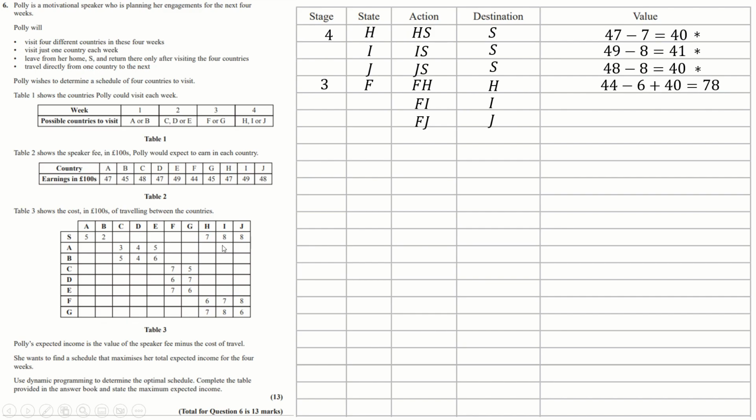For I, likewise, she still earns 44 speaking at F. F to I is 7. And then from I, the best route is 41. So that's 78 as well. And then likewise for J, the same sort of thing. We'll star both of these just because they're equal, but that's okay.